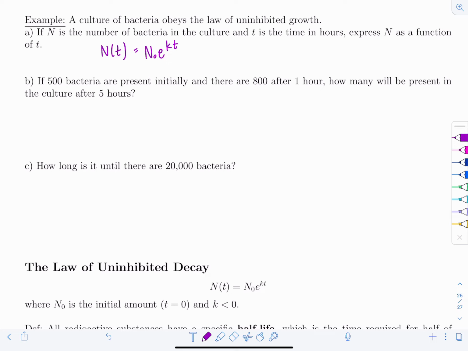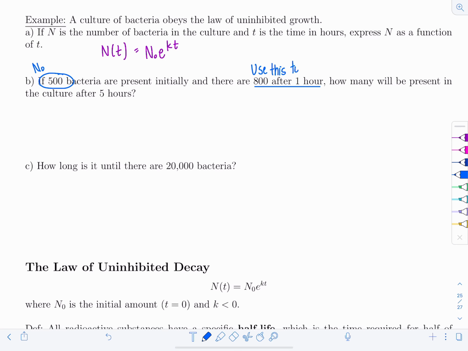All right, that's it so far. Part A was nice, right? B, if 500 bacteria are present initially and there are 800 after 1 hour, how many will be present in the culture after 5 hours? Okay, let's go through piece by piece. So 500 bacteria are present initially. That's n naught, right? That's the initial amount. And then they tell me there are 800 after 1 hour. So what I'm going to do is use this piece of info to find k. And then once I find k, then I can answer the last part of the question.